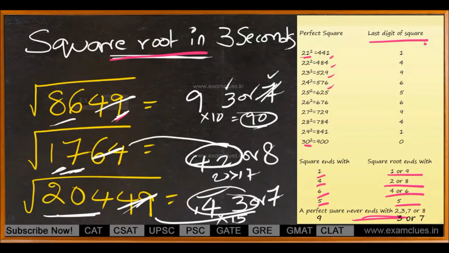143 is the answer. I trust you all understood the concept, and I believe you will be able to find the square roots of perfect squares whenever you come across them in just 3 seconds.